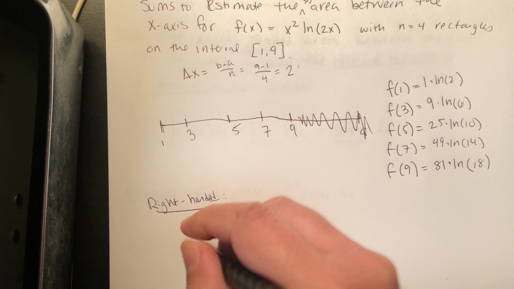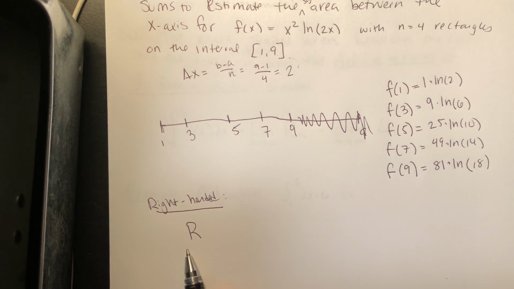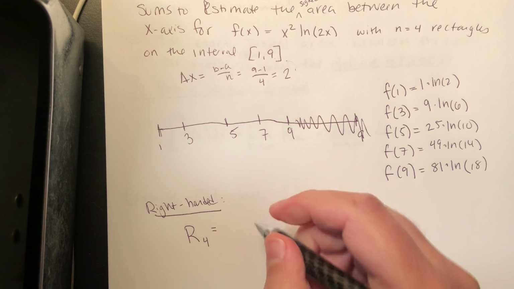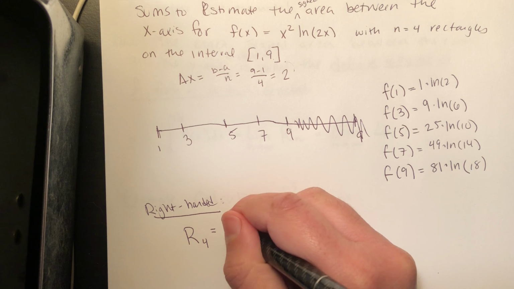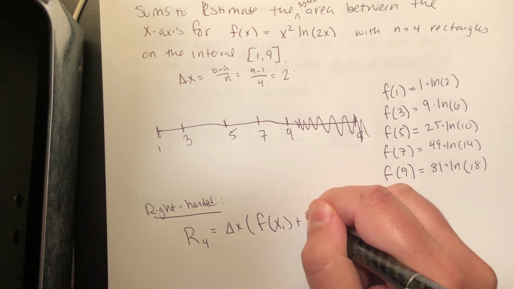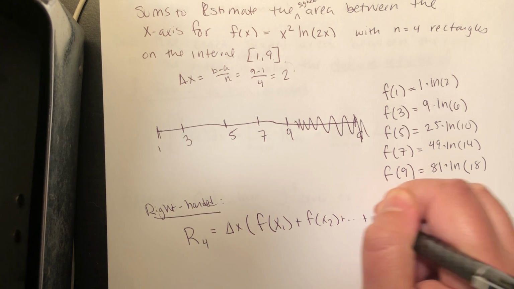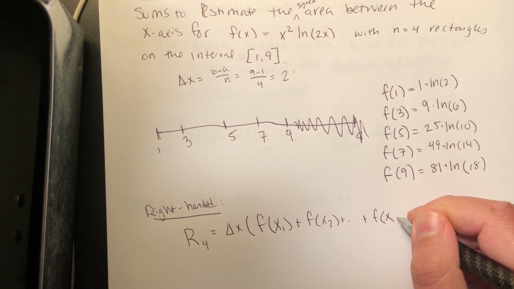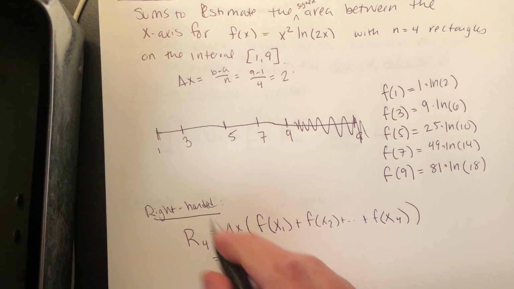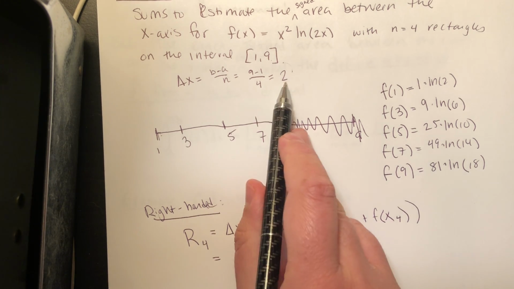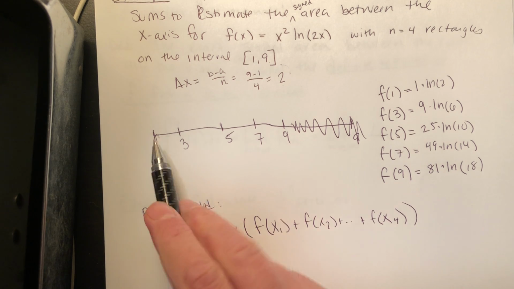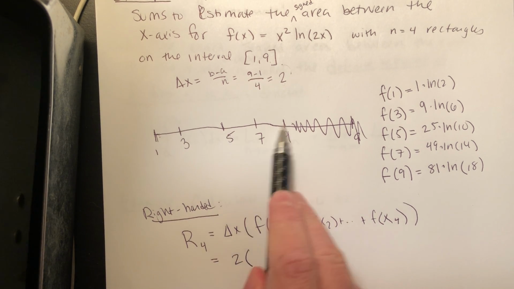For the right-handed Riemann sum, R sub n, where n is the number of rectangles, which is 4, so it would be R sub 4. And we use this formula: delta x times f of x1, x2, all the way up to xn, which in this case would be 4. So delta x is the length of your intervals. We had said that the length of each interval was 2. And then we take the right endpoint of each of these intervals, right?